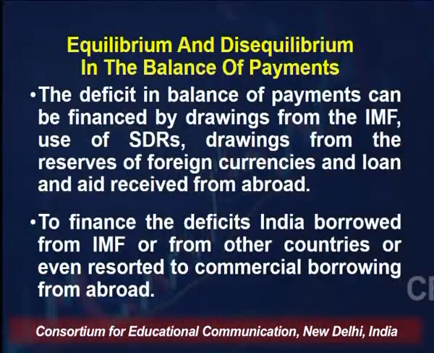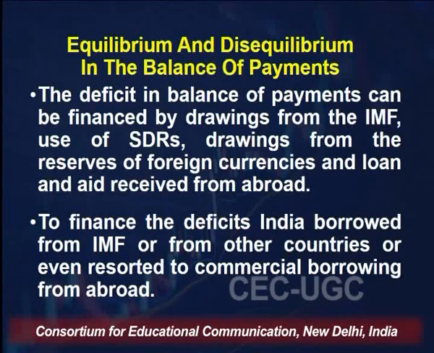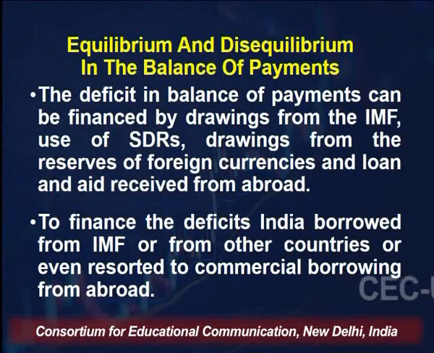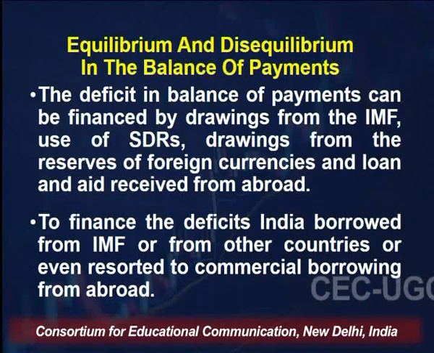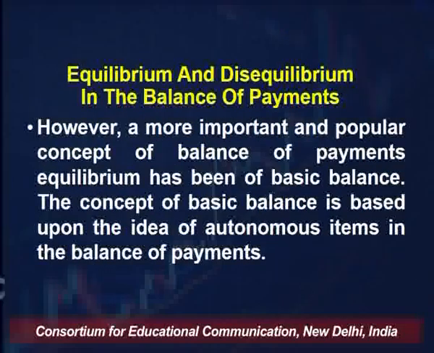But when in this sense there is either deficit or surplus, the balance of payment is said to be in disequilibrium. The deficit in the balance of payment can be financed by drawings from IMF, use of SDRs, drawing from the reserve of foreign currencies, and loan and aid received from abroad. To finance the deficit, India borrowed from IMF or from other countries, or even resorted to commercial borrowing from abroad.